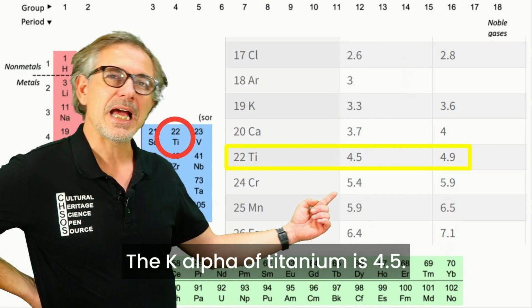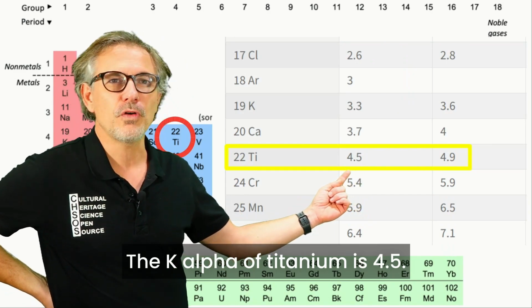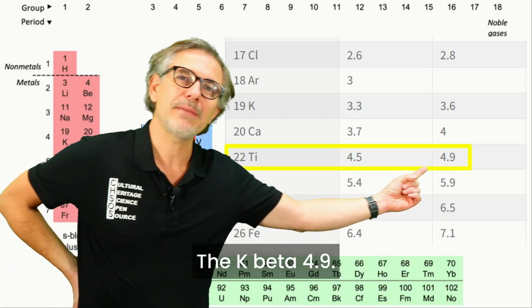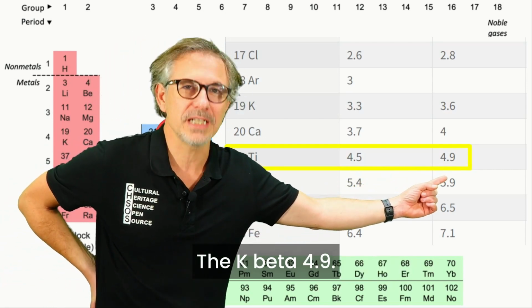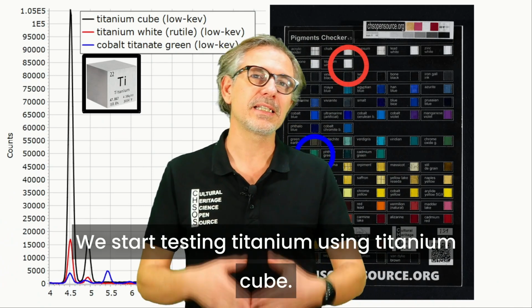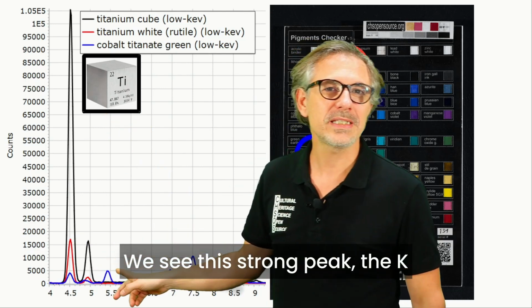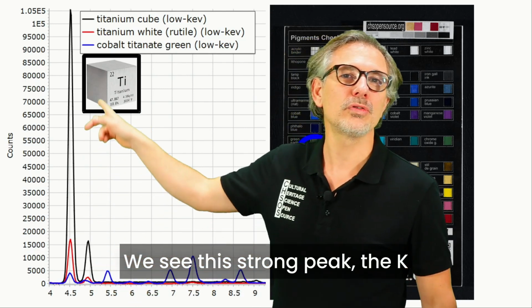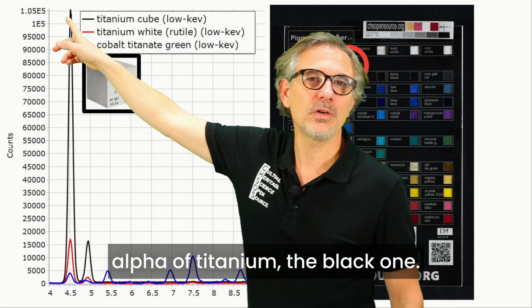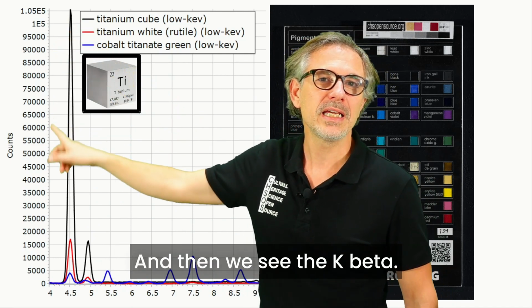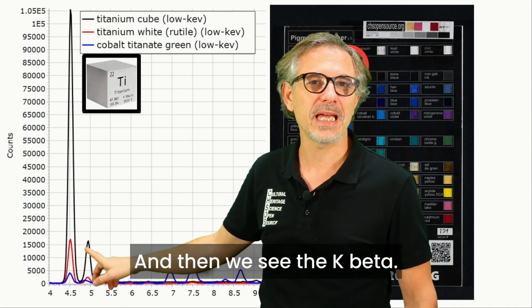The K alpha of titanium is 4.5, the K beta 4.9. We start testing titanium using a titanium cube. We see this strong peak, the K alpha of titanium, the black one, and then we see the K beta.